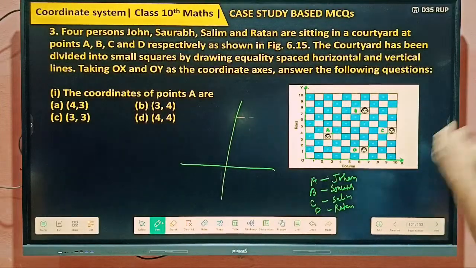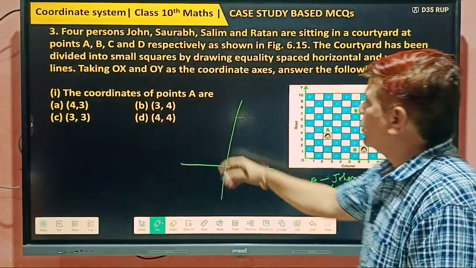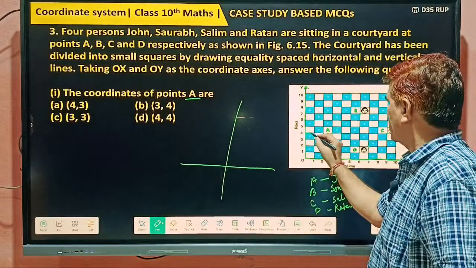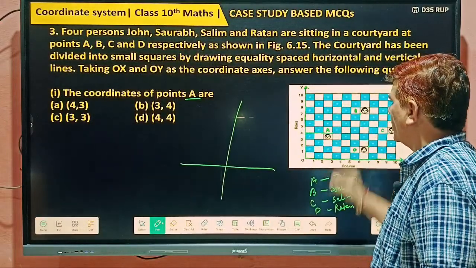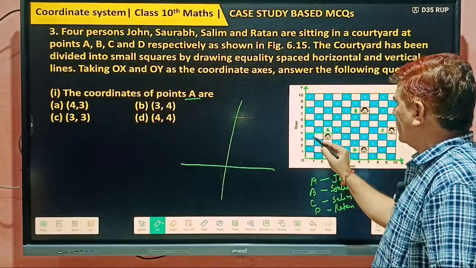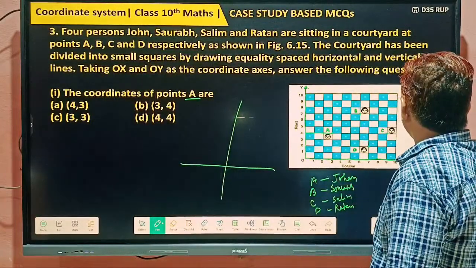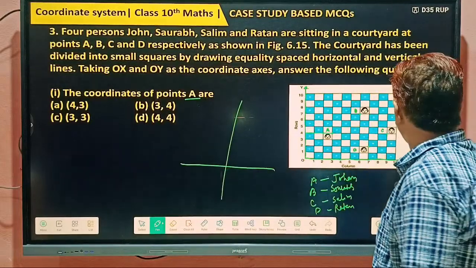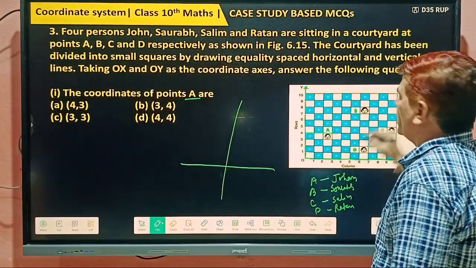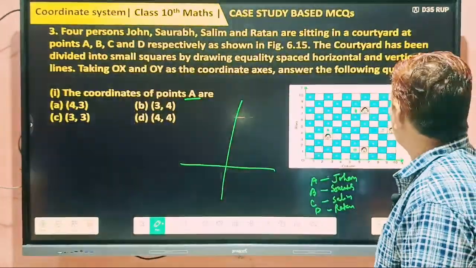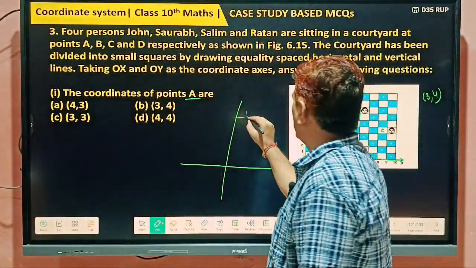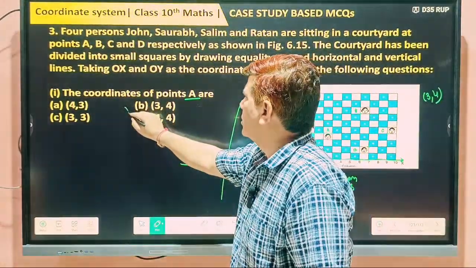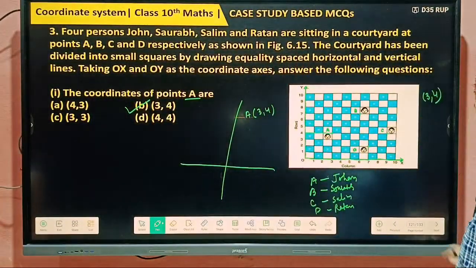We have to find out the coordinates of A. So what are the coordinates of A? One coordinate is the distance from the y-axis. How much? 1, 2, 3. So x is 3. Distance from the x-axis: 1, 2, 3, 4. So the y coordinate is 4. So A is a point whose coordinates are 3 and 4. So which one is our answer? B is our answer. Next.